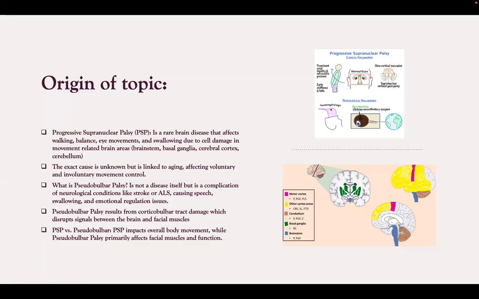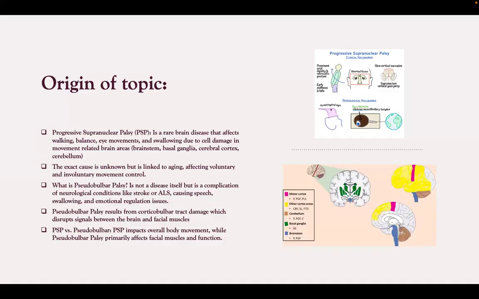Unlike pseudobulbar palsy, this condition is considered a disease, and the cause of the disease is unknown. The only association that is made is that they are both caused by old age. Each of these conditions have similar symptoms, but PSP has more of an effect on the body's movement as a whole, while pseudobulbar palsy has more of an effect on facial muscles and facial function.